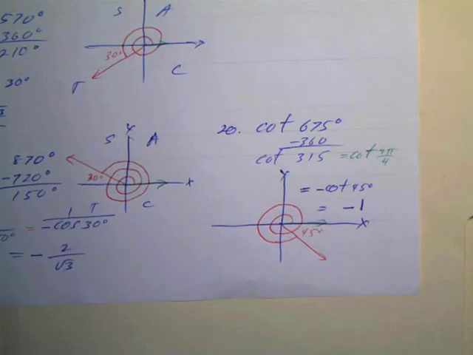Okay? So you could draw sketches, or you just kind of change them into radians after you remove a factor of 360 degrees, and you should be okay.